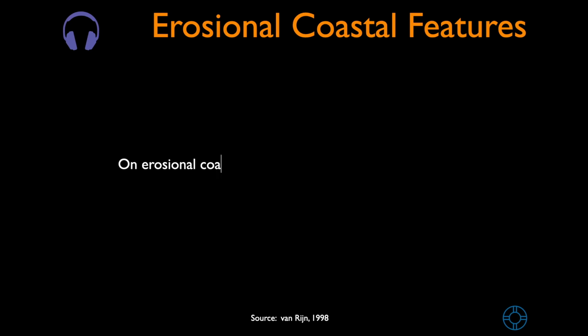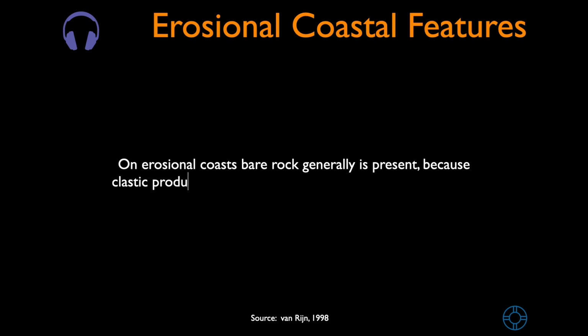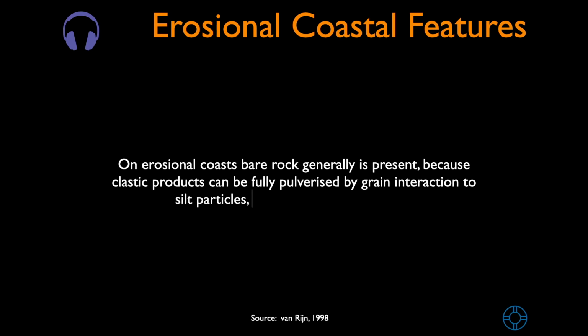On erosional coasts, bare rock generally is present because clastic products can be fully pulverized by grain interaction to silt particles, which are carried offshore.